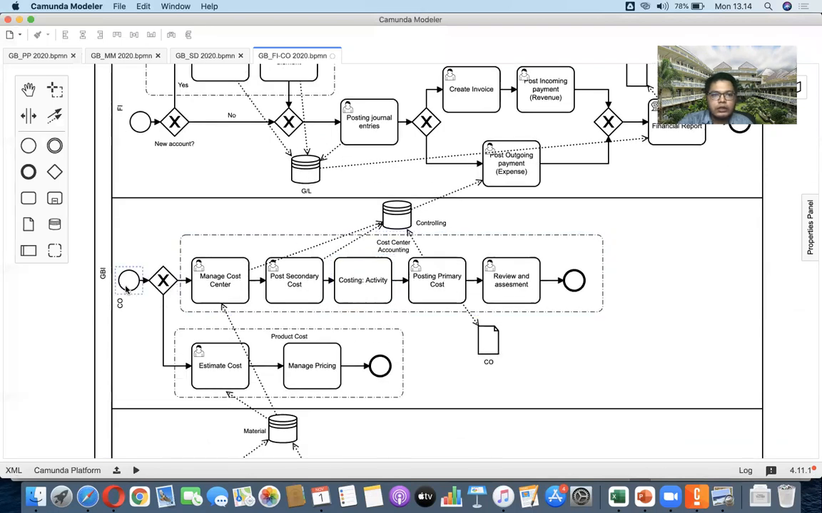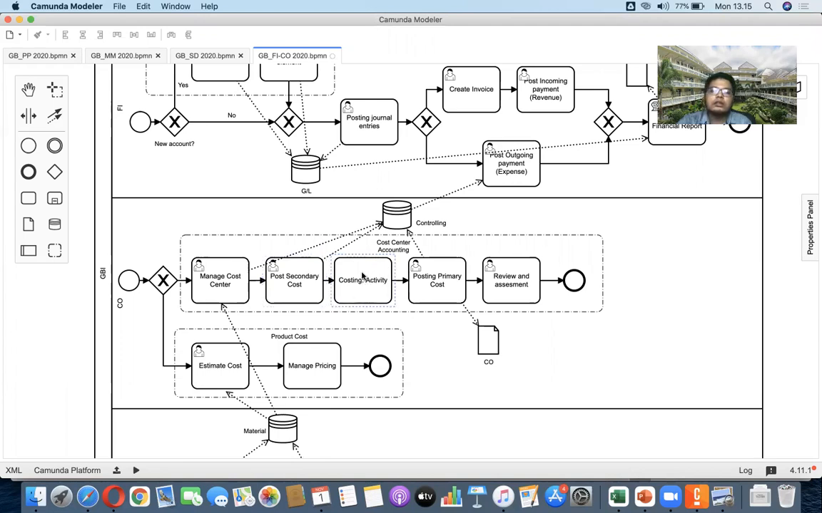So this is the process, basically like this. We conduct the cost center accounting. We manage cost center, post secondary cost, costing activity. Basically it is two types: costing activity, posting primary cost, and then review and assessment. This is to manage the report for the cost that is already happening. So we manage cost center, we set the cost center, we post secondary cost. This is happening in each department, and then we cost them using activity-based costing.